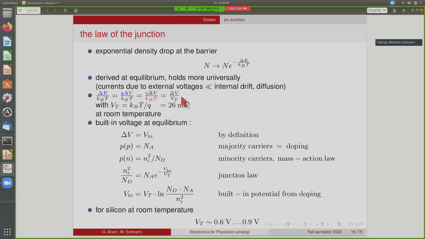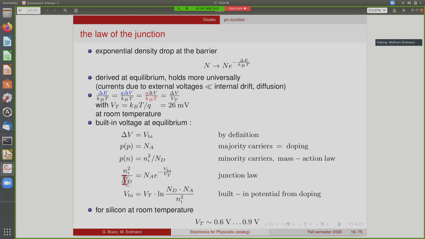Now at equilibrium, we know that the voltage difference across the potential is by definition the built-in voltage. We also know the majority carrier densities because it's the doping. We know the minority carrier density because we know the mass action law. So it is given by this expression.